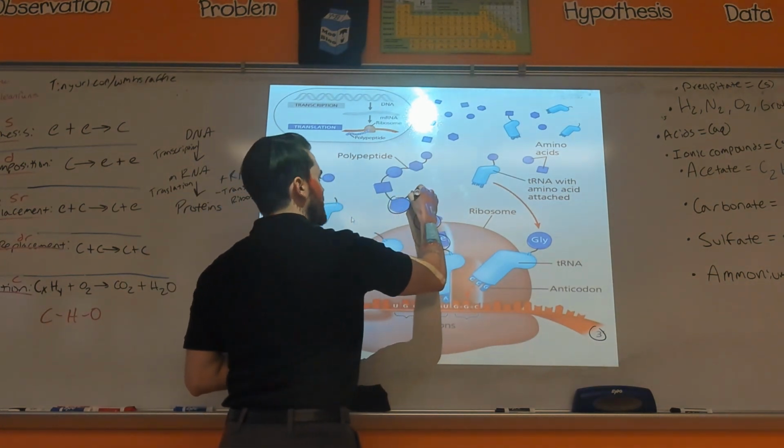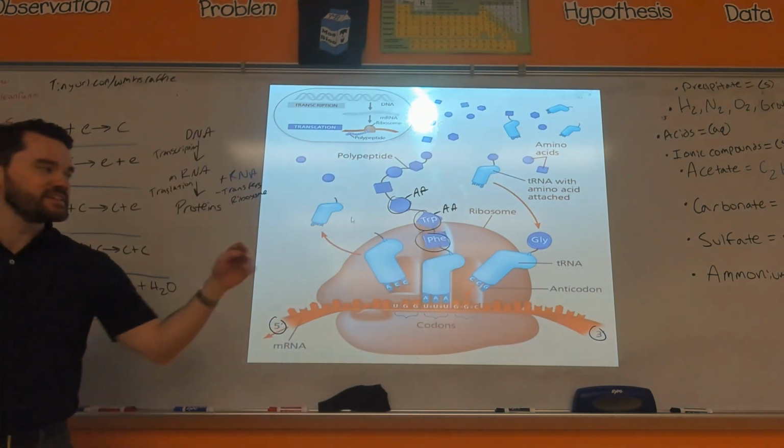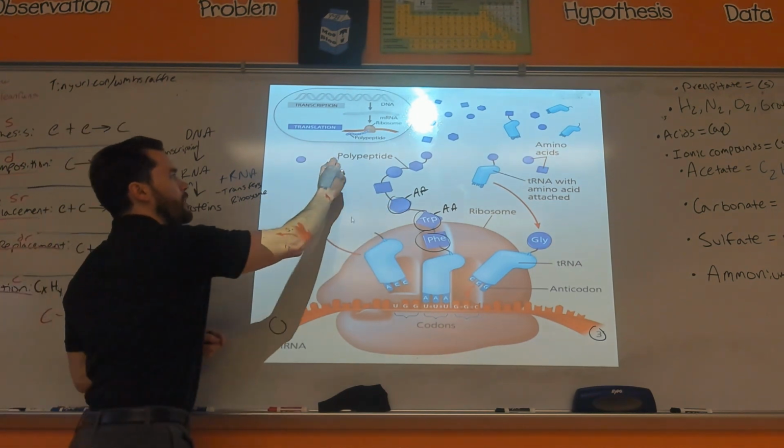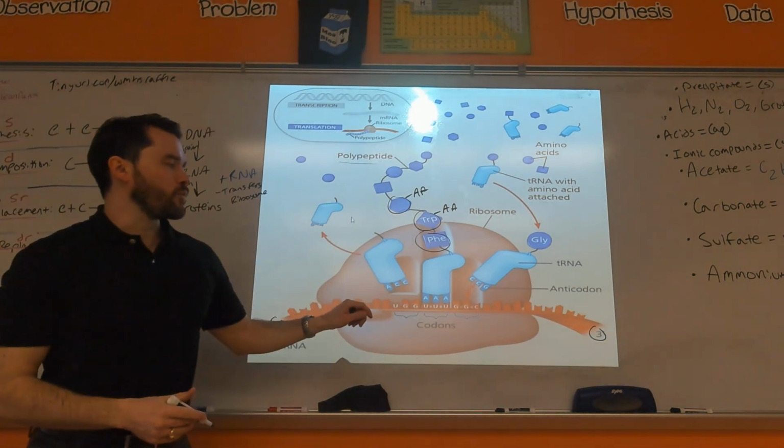Your polypeptide is made of amino acids. Remember, we have 20 different amino acids, so these would be different amino acids. We link them together to make a polypeptide. Remember, that polypeptide then folds up into your protein. Okay, so here's how it works.